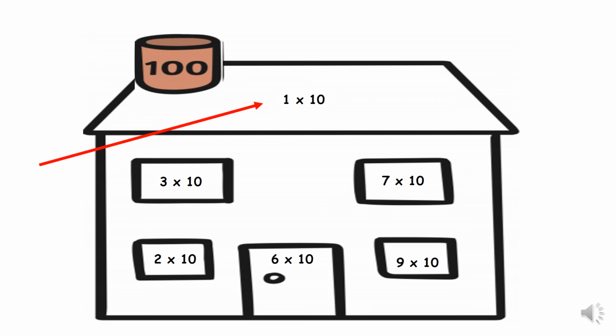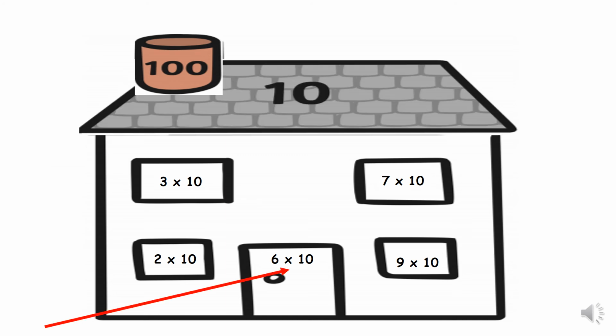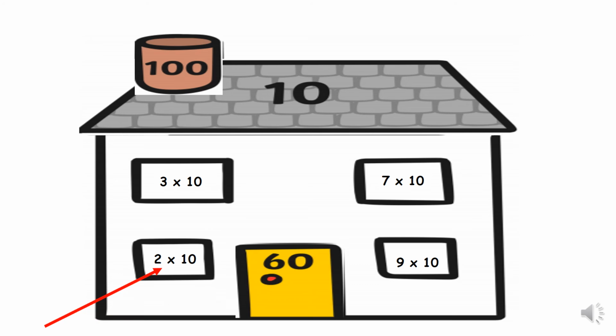Let's have a go at the roof. 1 times 10. Remember, when we multiply by 1, the answer will stay the same as what we're timesing it by. So 1 times 10, one lot of 10, is 10. That's quite a simple one. The door asks us 6 times 10, 6 groups of 10. I think we need to count in tens to work this one out. So let's count in tens 6 times and stop. So you might need your fingers for this one. 10, 20, 30, 40, 50, 60. 6 times 10 equals 60. Well done if you got that.